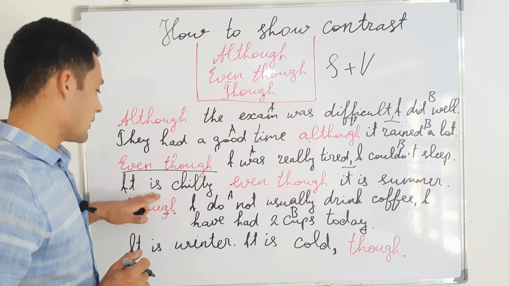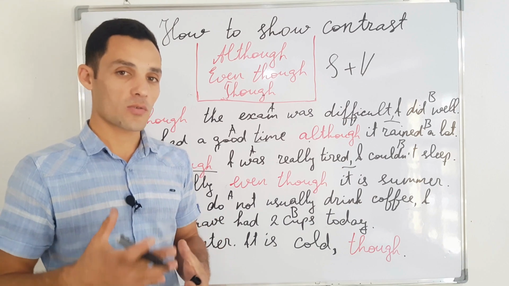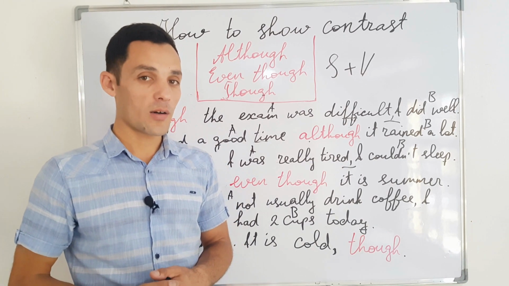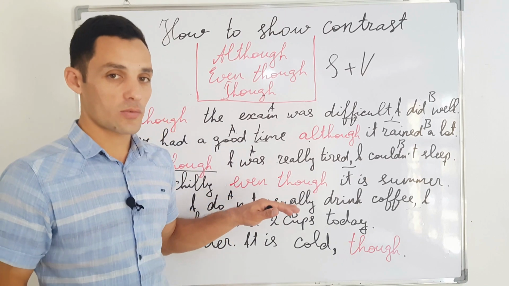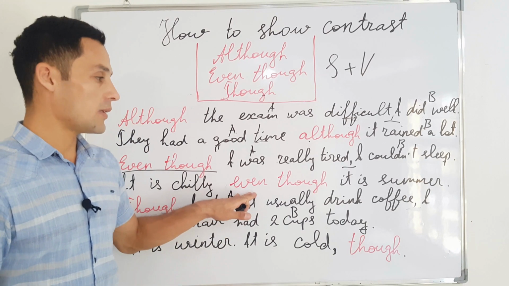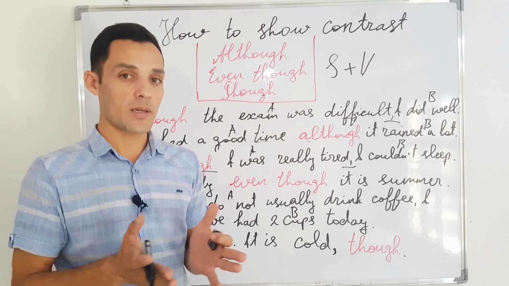And the next example, "It is chilly even though it's summer." You see, it's strong contrast. If it's summer, the weather should be hot, but it's strong contrast, so we are using even though. If even though is used in the middle position, we do not use a comma.